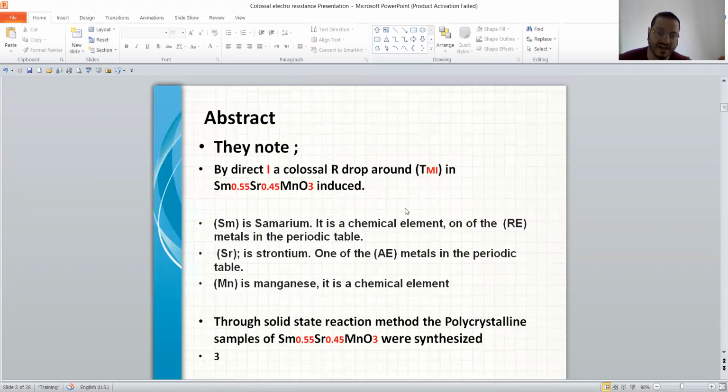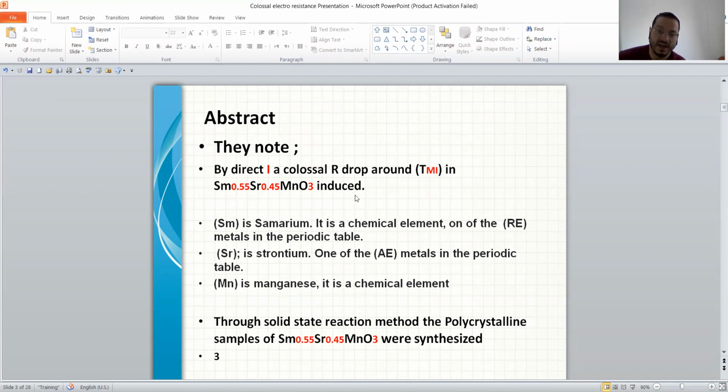Now in the abstract, they note by direct current a closer. What does closer mean? Closer means here a huge resistance drop, a decrease around a metal-insulator transition, or temperature, we can say, because this is a critical transition point. After it, the material will convert from insulator to metal, and we can say from ferromagnetic to magnetic.